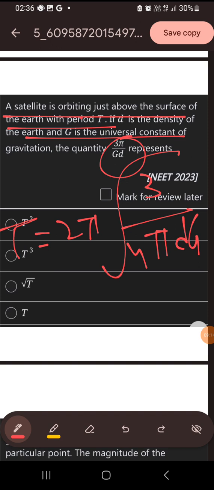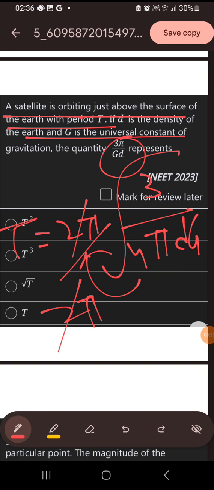So remove the 2 pi out of it. So 2 pi will get cancelled. Since the 4 pi is inside the square root, when we take 4 pi out of the square root it will be 2 pi. So 2 pi cancels. So what is the balance? 3 by Gd is left.